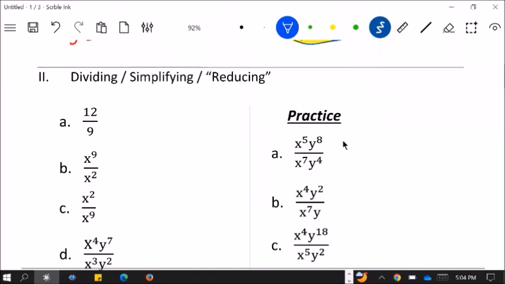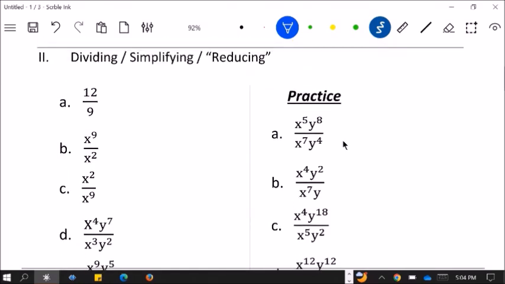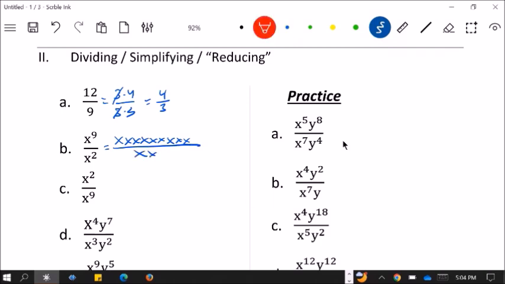Now let's look at the concept for simplifying these. And everything runs off of the 12 over 9 concept. 12 is actually equal to 3 times 4, and 9 is equal to 3 times 3, so the 3's cancel, which means 12 over 9 is the same as 4 over 3. On this one, we have 9 x's, and underneath it, 2 x's. Well, this x cancels out with one of the ones on top, and this x cancels out with one of the ones on top. So we are left with x to the 7th power.